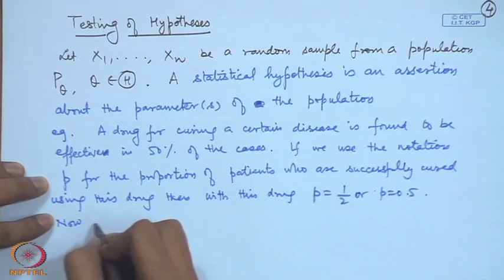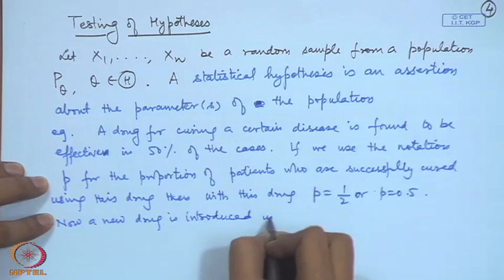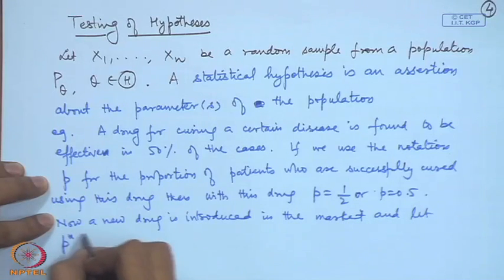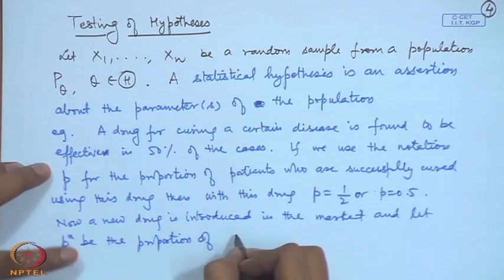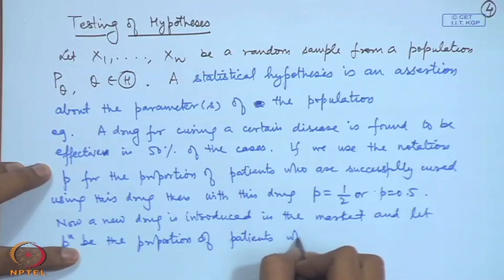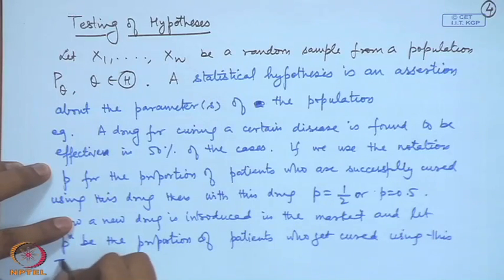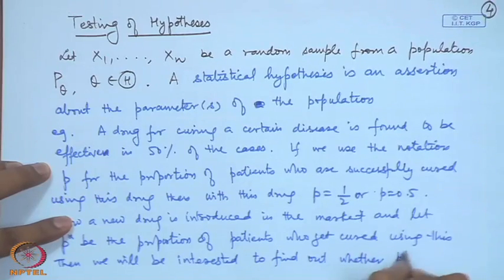Now, a new drug is introduced and let P star be the proportion of patients who get cured using this, then we will be interested to find out whether P star is greater than 0.5 or not.